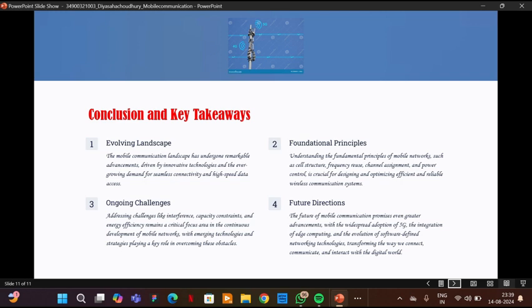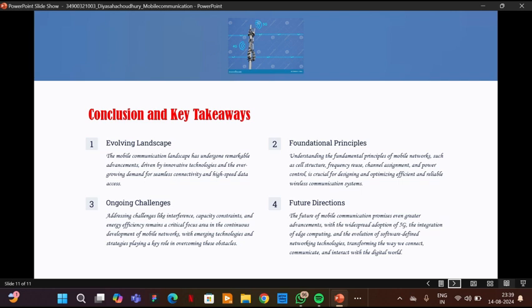The mobile communication landscape has undergone remarkable advancements driven by innovative technologies and the ever-growing demand for seamless connectivity and high-speed data access. Ongoing challenges. Addressing challenges like interference, capacity constraints, and energy efficiency remains a critical focus area in the continuous development of mobile networks, with emerging technologies and strategies playing a key role in overcoming these obstacles.